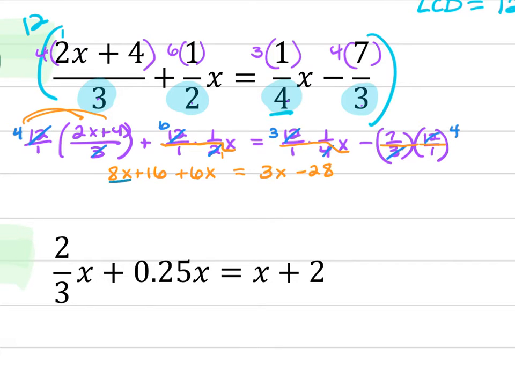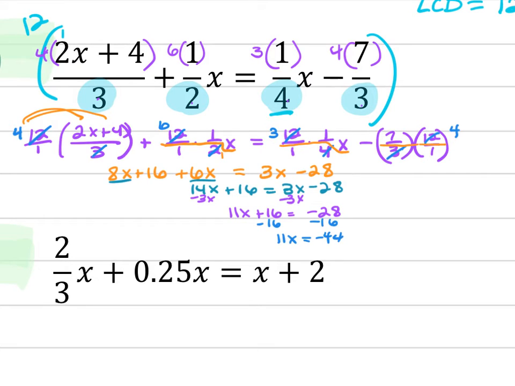Now I would combine my like terms on this side. 14x plus 16 equals 3x minus 28. Subtract the 3x. 11x plus 16 equals negative 28. Subtract the 16. 11x equals negative 44. Divide by 11. And x equals negative 4. And again, that can get checked by plugging it back in.